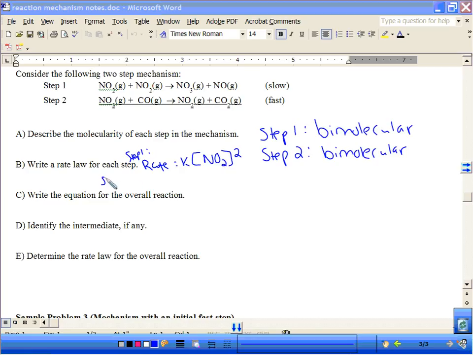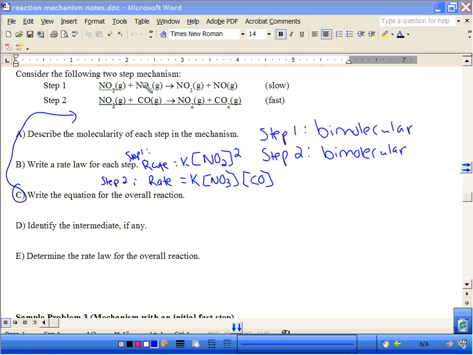And for step 2, its rate equals k times NO3, which is not nitrate, it's nitrogen trioxide, doesn't have a charge, times CO. So simple as that. For C, again, I'm going to go up here and write it up here.